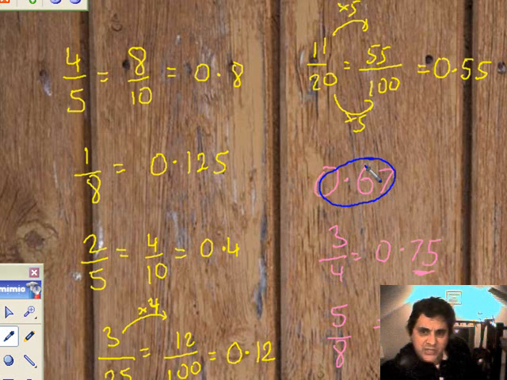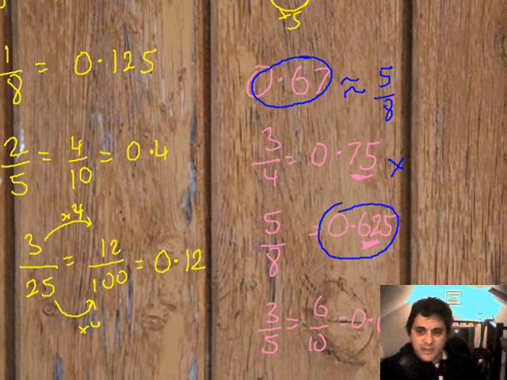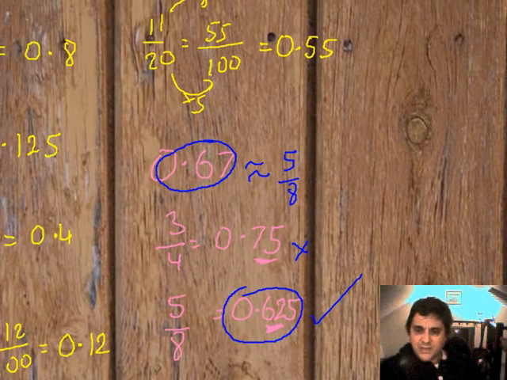So which fraction matches 0.67 better? It's approximately equal to 5 over 8 in terms of closeness, alright? So not too big, not too small, yep, good enough. So I'll sign that off and call that done.